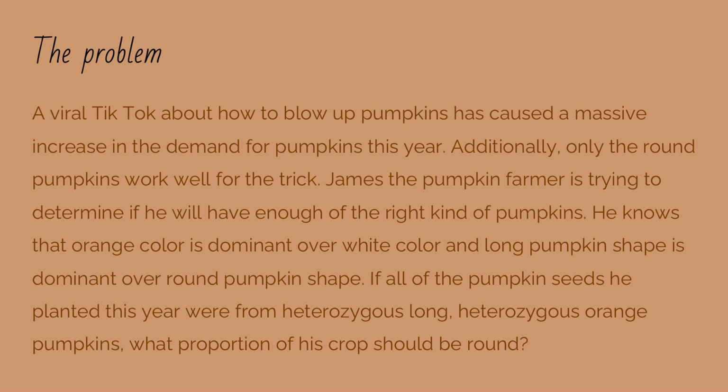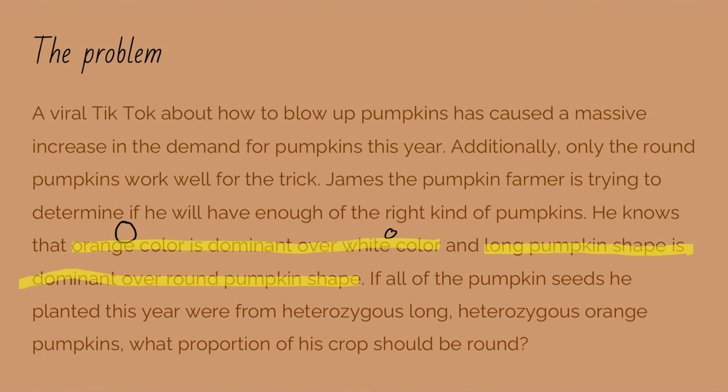He knows that orange color is dominant over white color, so let's go ahead and highlight that. Orange color is dominant over white color. And long pumpkin shape is dominant over round pumpkin shape. Let's go ahead and assign those letters. So let's say that we're going to use an O for color because orange is dominant over white. We can use an L for shape because long is dominant over round.